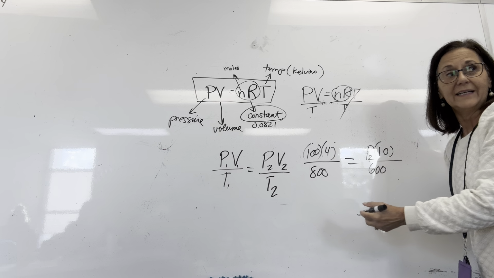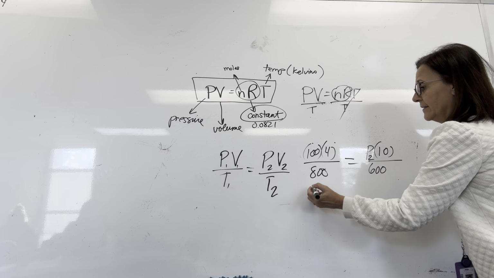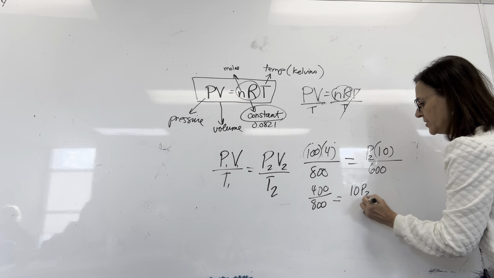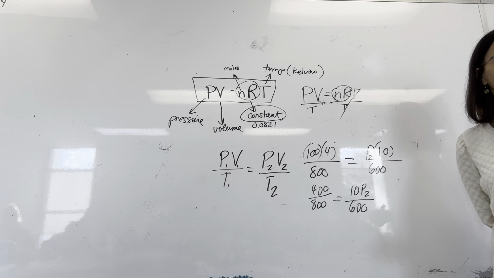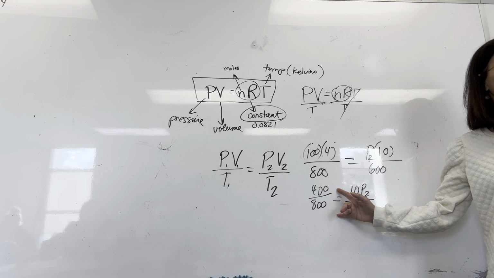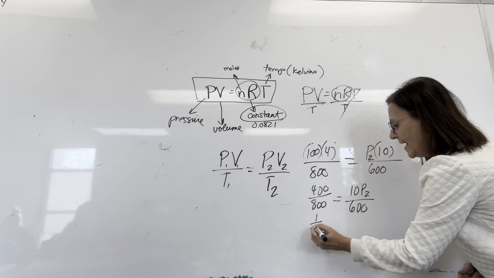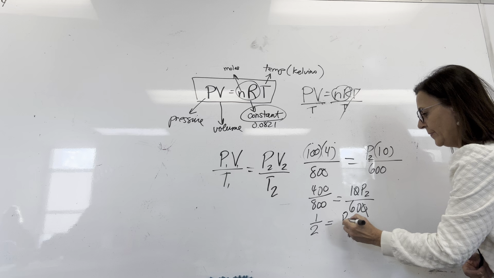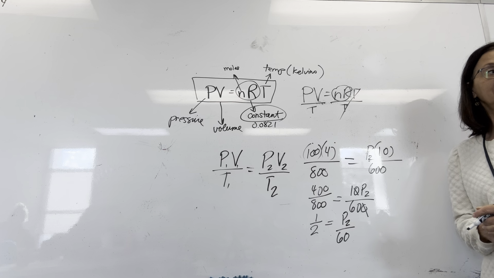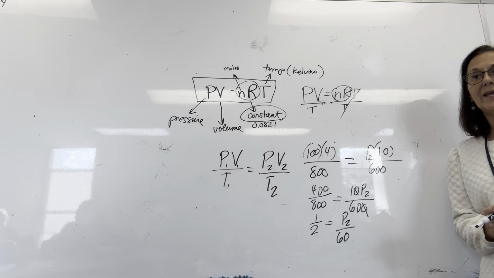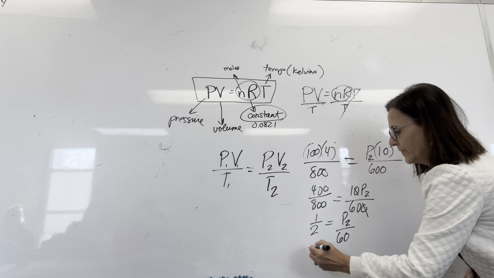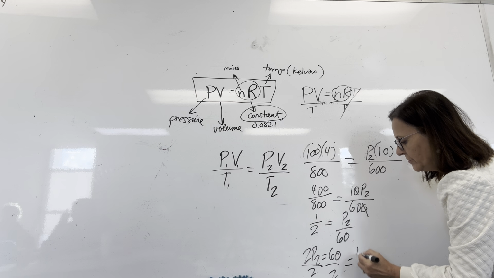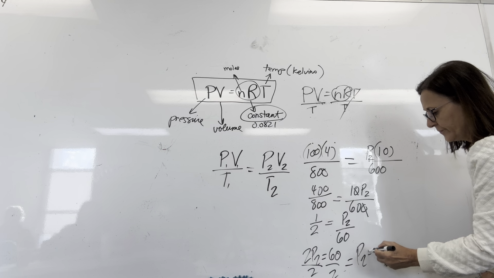Okay, it's this easy, ladies and gentlemen. This is 400 over 800 equals 10 P2 over 600. This is 1/2. That's 1/2 equals, and I can get rid of a 0, 30 P2 over 60. And it is 30. You can cross multiply. 2P2 equals 60. Divide by 2. The subsequent pressure has to be 30.